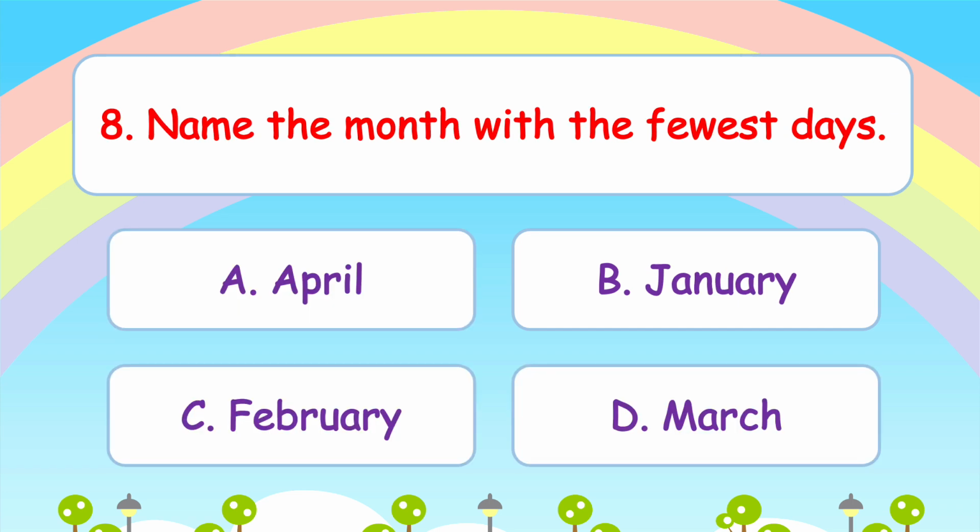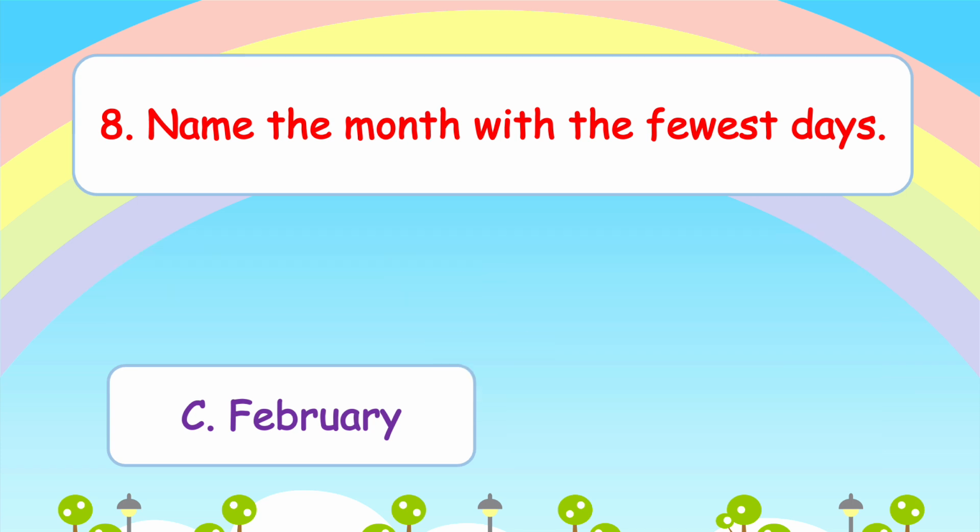Name the month with the fewest days. And your options are April, January, February, or March. And it's February. February is the month having the fewest days.